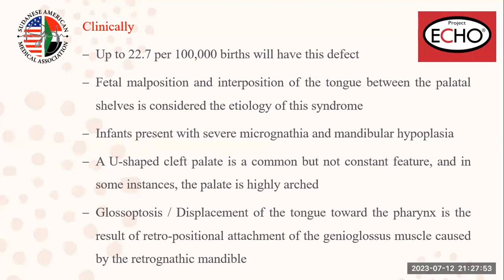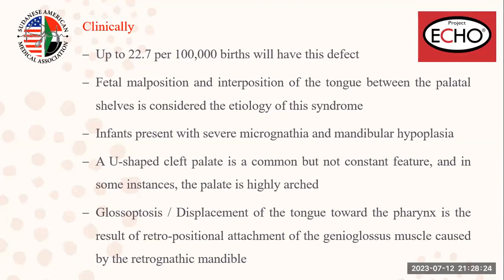And in some instances, the palate is not clefted, but it's very highly arched because the palatal shelves might go over the tongue to close, leading to a very highly arched palate. The patient will also have what's known as glossoptosis, which is displacement of the tongue towards the pharynx or backwards. This is a result of a retropositional attachment of the genioglossus muscle caused by the retrognathic mandible.